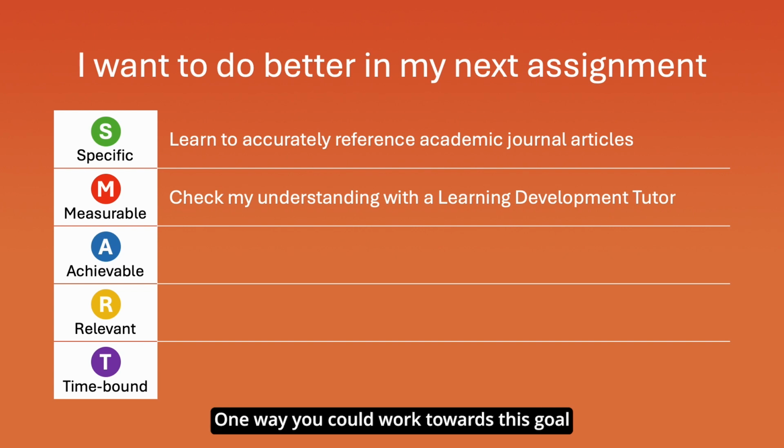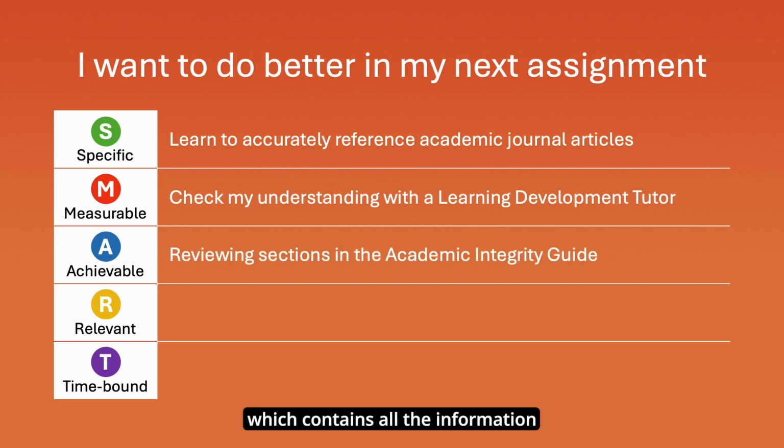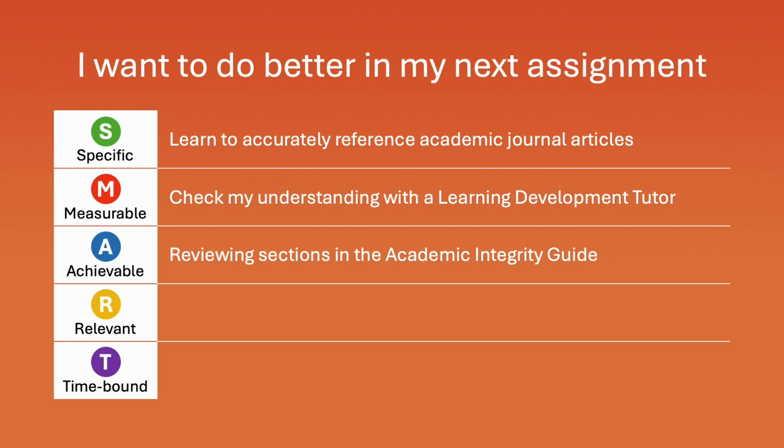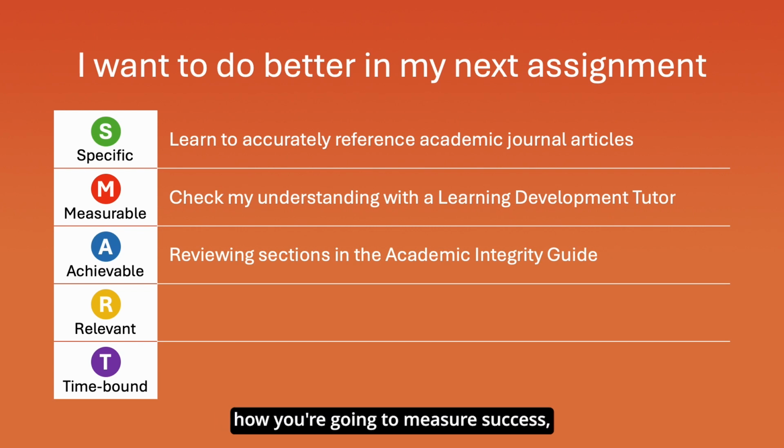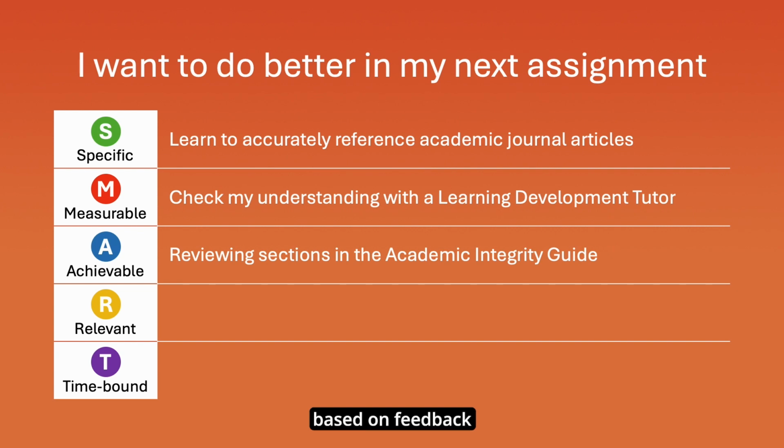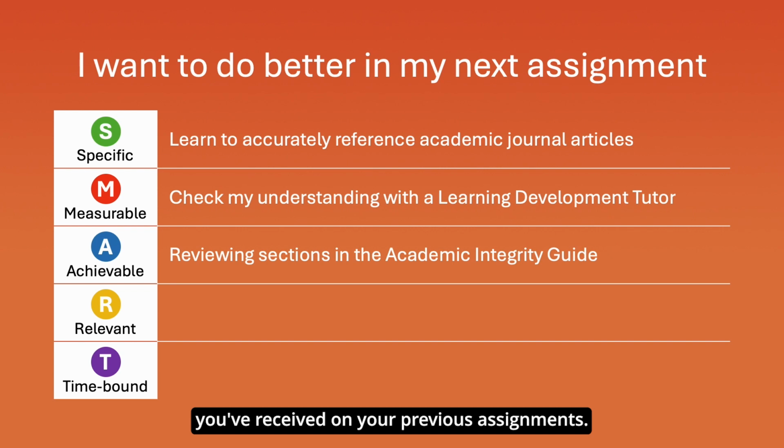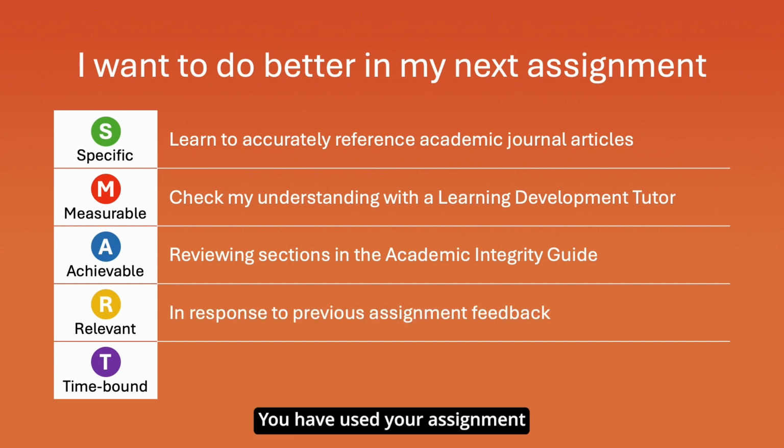One way you could work towards this goal is to use the university's Academic Integrity Guide, which contains all the information you need to learn about how to reference academic journal articles. Now we know what you want to achieve, how you're going to measure success, and how you're going to get there. But how do we know this is going to help you? What makes it relevant? In this case, it could be that you've identified the need to improve your referencing of academic journal articles based on feedback you received on your previous assignments. You have used your assignment feedback to identify a relevant development need.